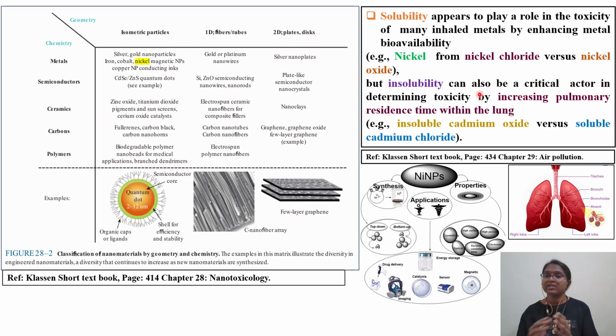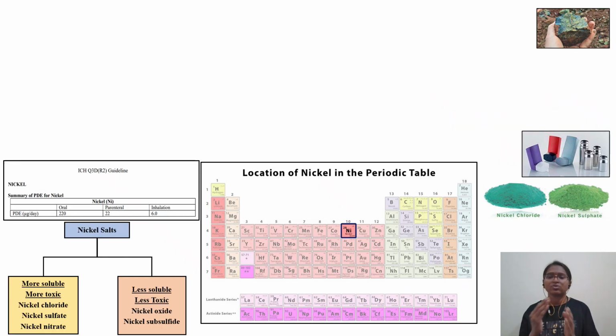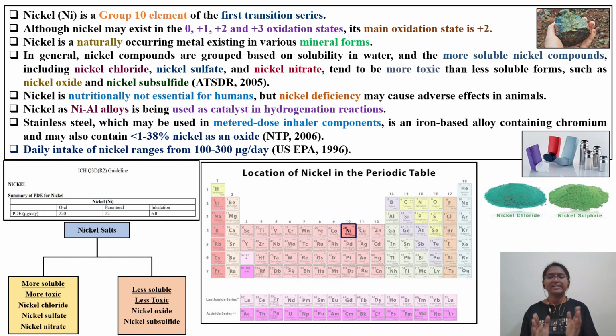But insolubility can also be a critical factor in determining toxicity. If a certain form of nickel, or another example like cadmium oxide, is less soluble, it will remain in your lung for a longer time, increasing pulmonary residence time within the lung, because of which there will be more toxicity when compared to soluble salts. So that also you have to remember. Physicochemical properties determine the nature of the toxicity of that particular metal. Then now we'll discuss some 4 to 5 slides.